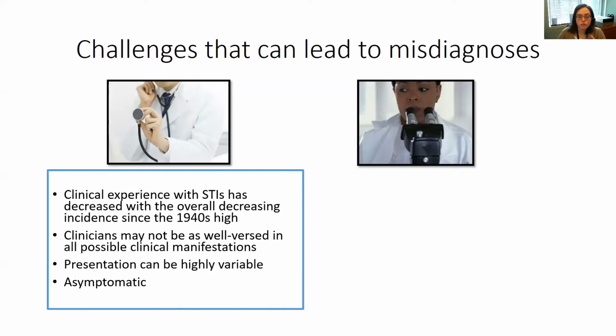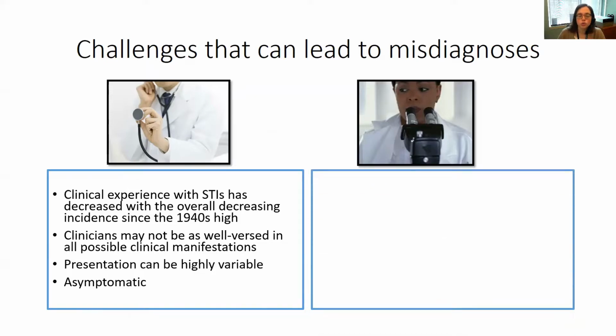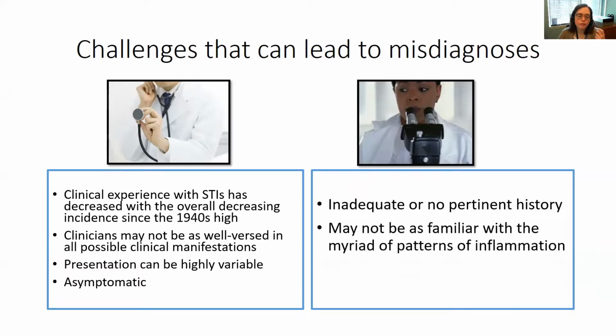And what are the challenges for us as pathologists when trying to suggest a diagnosis or to identify these cases at the scope? We, first of all, do not receive pertinent clinical history, mostly because clinicians are not thinking about the possibility of STI when they're seeing the patient most of the time. We may not be as familiar with the myriad of patterns of inflammation, which we will discuss in a little bit. And some cases have minimal changes when you look at them on the scope.